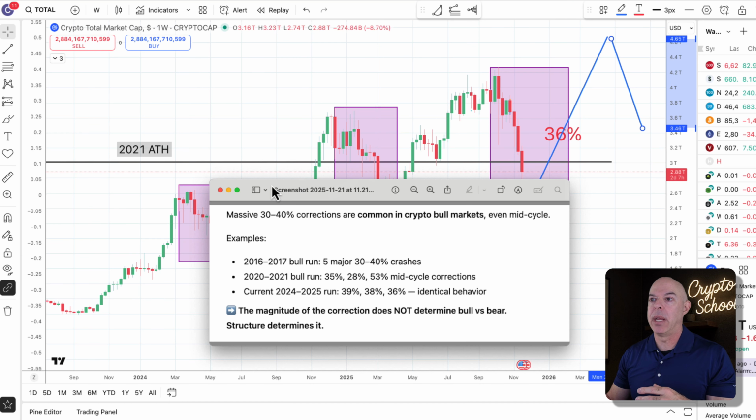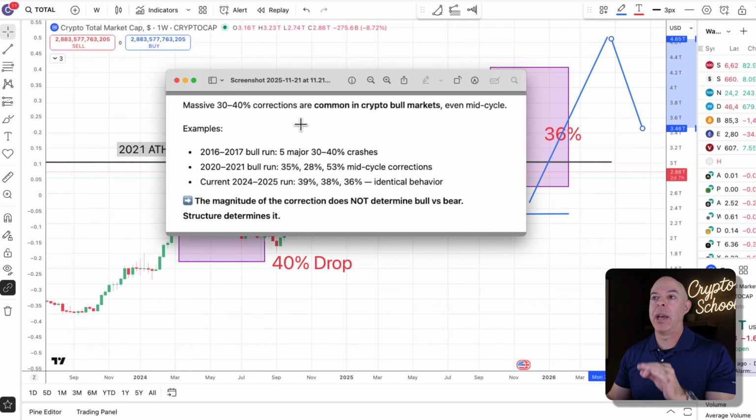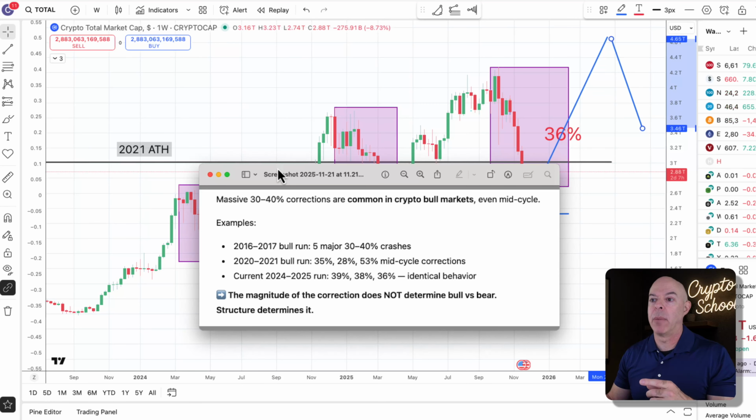We've only had 3. So if this does turn and we have higher highs and we have higher lows and we continue in a bull market structure, do not be surprised if this happens again and again and again until it breaks down into a bear market with lower highs and lower lows. The 2021 bull run had 3: a 35%, a 28%, and a 53%. That is substantial. The entire total market came down 53% during that bull run. Currently, 39, 38, roughly 36. That's what I'm showing you here.